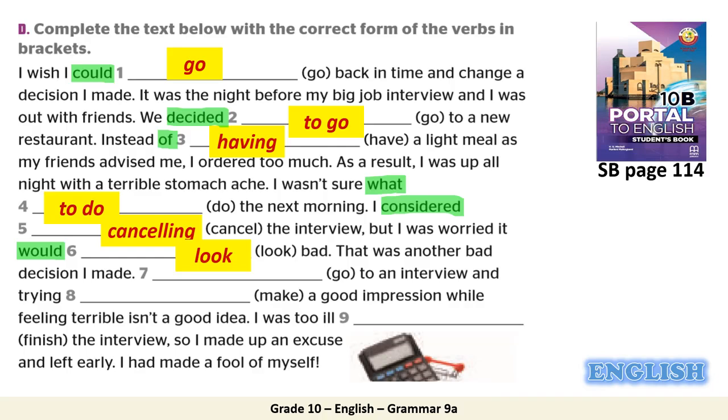So what should we put here? We have the verb go to an interview and trying. So as a subject, I have to put go, yes, in the ing form. Very good. So going to an interview and trying, after the verb try, I put the verb with to. Trying to make a good impression, a full infinitive, while feeling terrible isn't a good idea. I was too ill. After the expression too plus adjective, I have to put, very good, to plus verb, to finish.